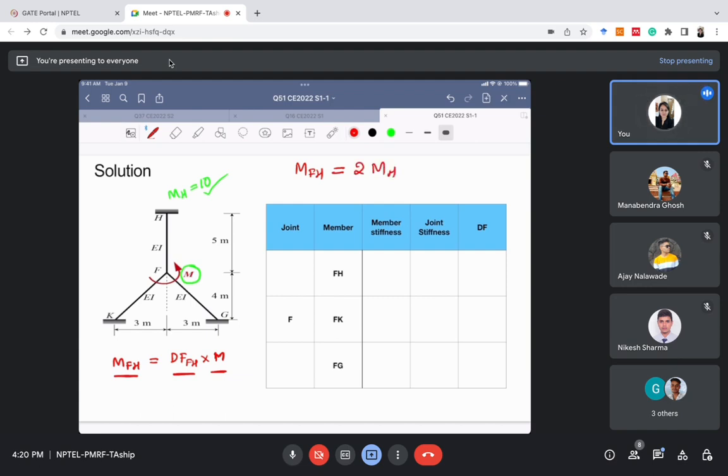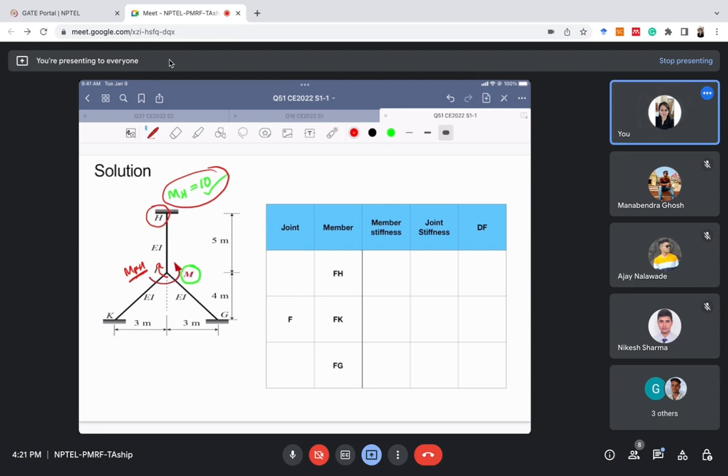Because this is MH, the carryover moment for the moment at FH. Suppose the moment at FH is MFH, so MH will be half of this MFH, right? From the concept of carryover moment, half of this moment will be carried over to point H. I'll explain these equations again, but before that let's calculate the value of the distribution factor first, so I'm not going to confuse you, and then see how we'll solve.